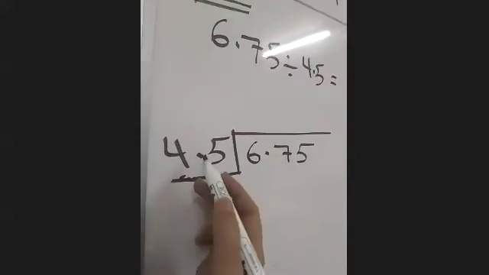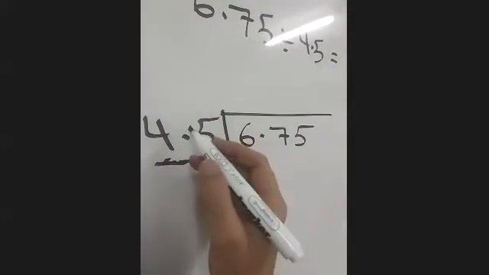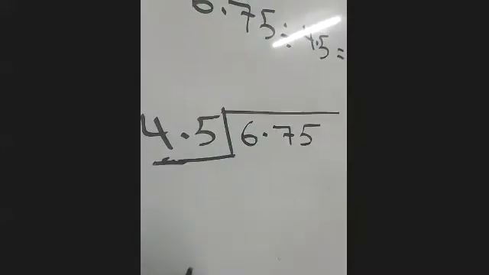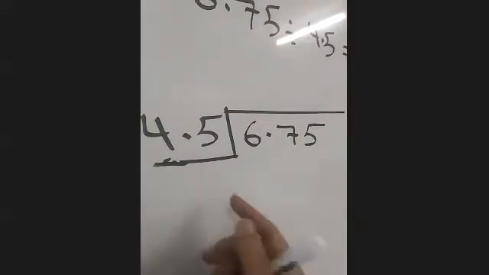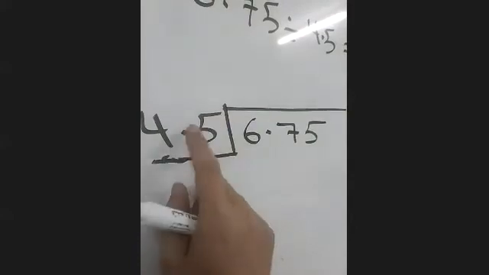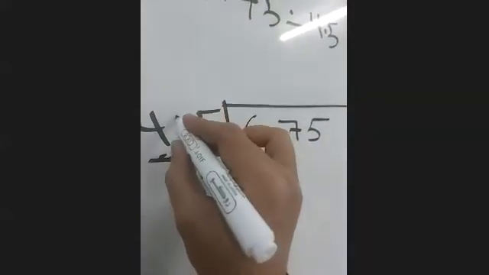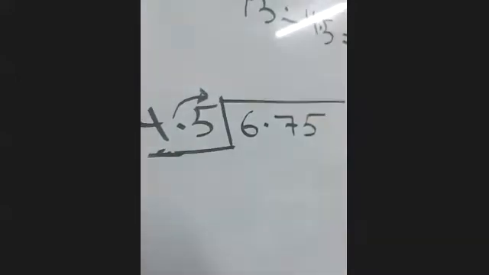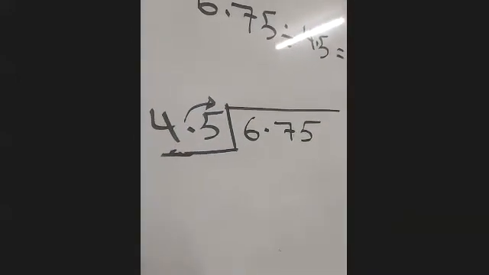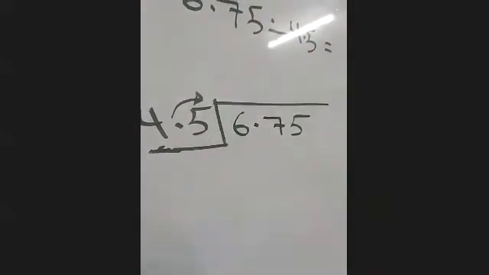Now, to get rid of the decimal in the divisor, we need to push to the right always. Now, how many digits do I need to push to the right to get rid of the decimal here? I have only 1 digit. So here I push the decimal 1 digit to the right. It becomes here in front of 5.